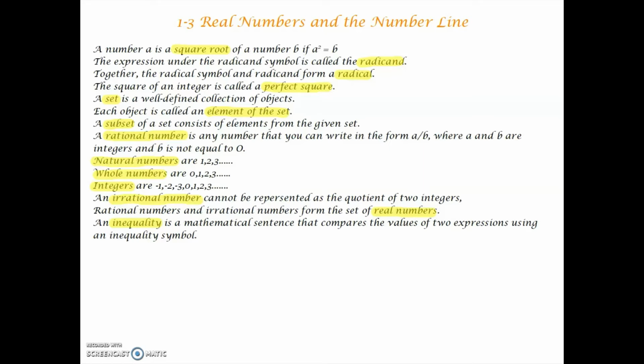Natural numbers are 1, 2, 3, and so on. Whole numbers are 0, 1, 2, 3, and so on. Integers are negative 1, negative 2, negative 3, 0, 1, 2, 3, and so on. An irrational number cannot be represented as the quotient of two integers. Rational numbers and irrational numbers form the set of real numbers. An inequality is a mathematical sentence that compares the values of two expressions using an inequality symbol.